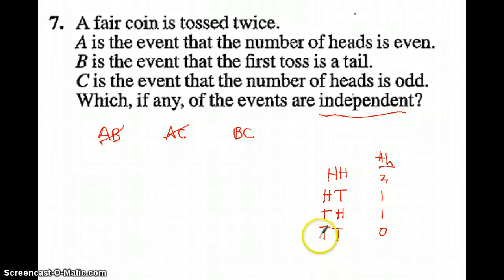If I said, okay, I've flipped two coins behind this curtain, and now you know one is a tail. Is that going to change your bet on A? Is it going to change whether or not you think the number of heads is even or odd? Well, it might. Okay, and that would be appropriate. C is the event that the number of heads is odd. I'm looking at this one now. Is it independent from the event that the first toss is a tail?